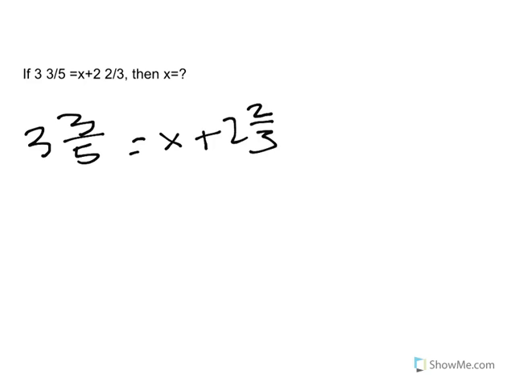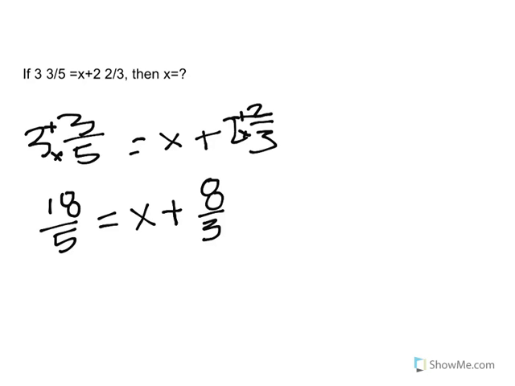Well, in order to write our mixed numbers as improper fractions, we know that it's plus and multiply. So 3 times 5 is 15, plus 3 equals 18 over 5. And then 3 times 2 is 6, plus 2 is 8 over 3. So we have 18 over 5 equals x plus 8 over 3.